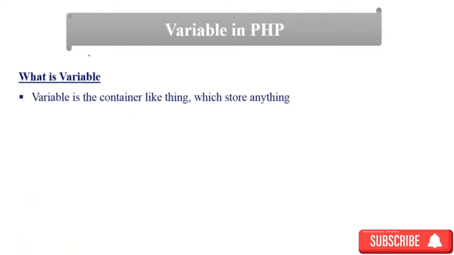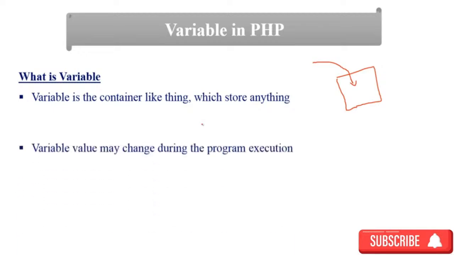Hi guys, in this class we will discuss what a variable is. A variable is a container-like thing which stores anything. For example, this is a container and we say that this is a variable. We can store any data in it, for example integer, number, alphanumeric, numeric string, or boolean value. We can store any type of data in a variable because it works like a container in which we store anything.